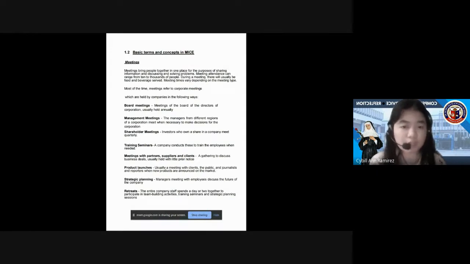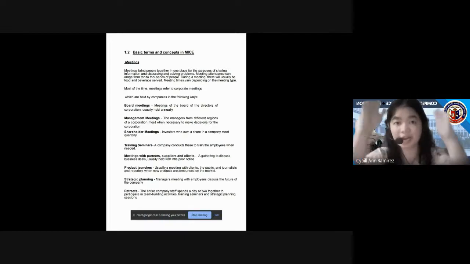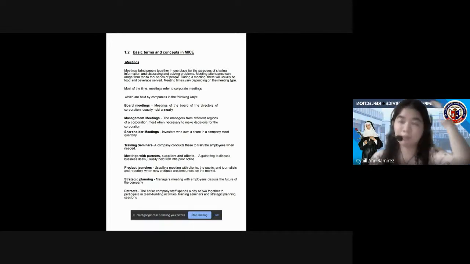When we talk about board meetings, these are meetings of the board of directors of the corporation, usually held annually. If you can remember, there is a hierarchy: top management, middle management, and lower management. Those in the board belong to top management, who are the CEOs, shareholders, and the owners of the company. Sometimes the CEO is not the owner, but is employed by the owner. So these are meetings held by top management, and they only do this once a year.